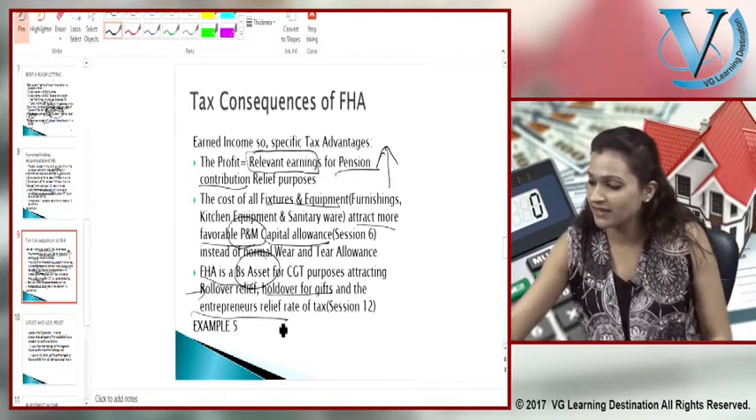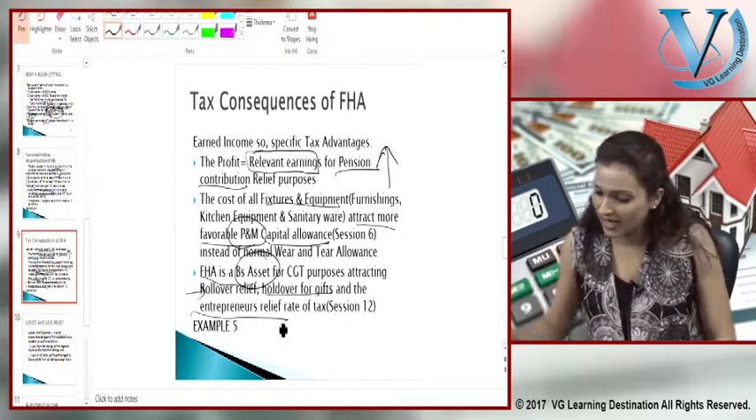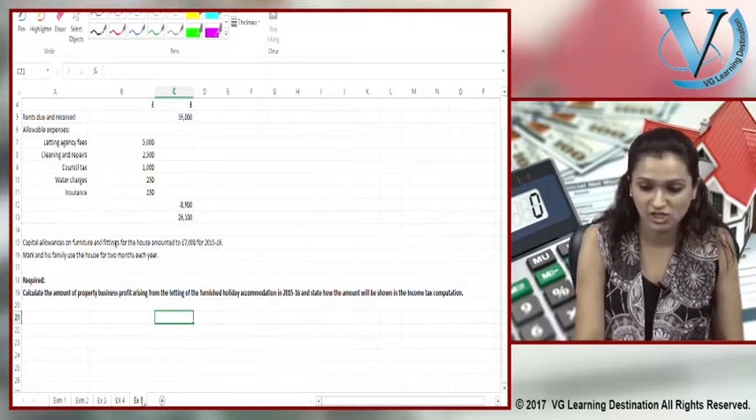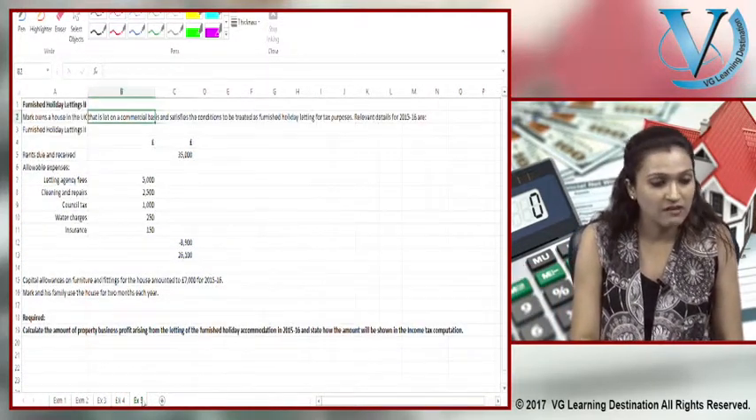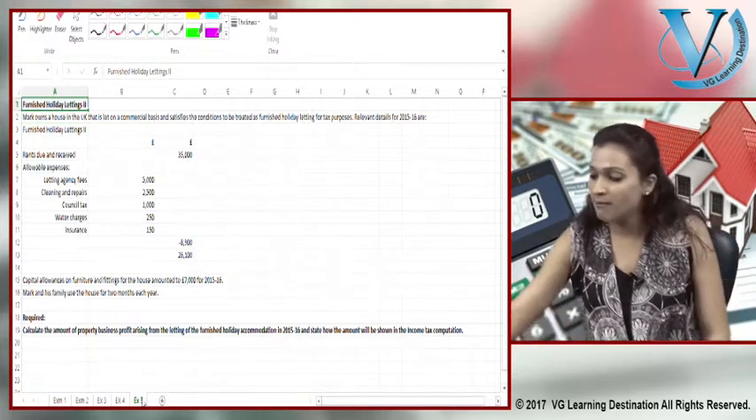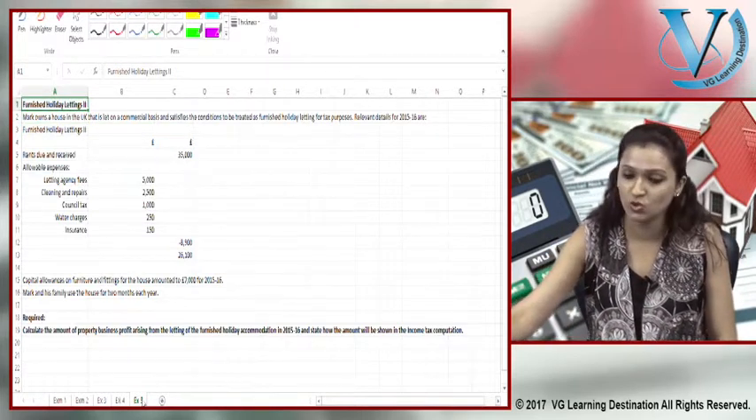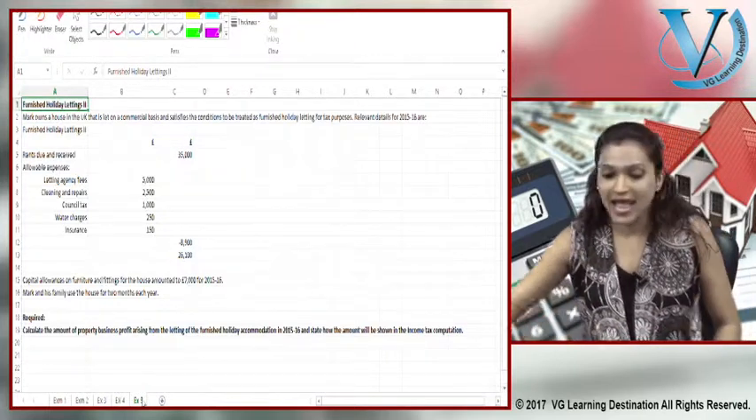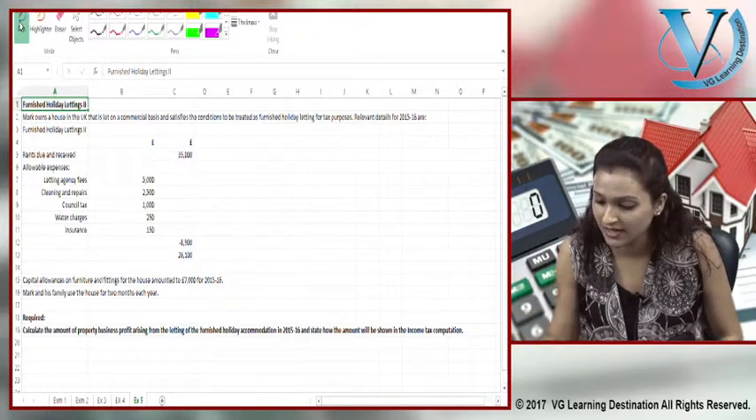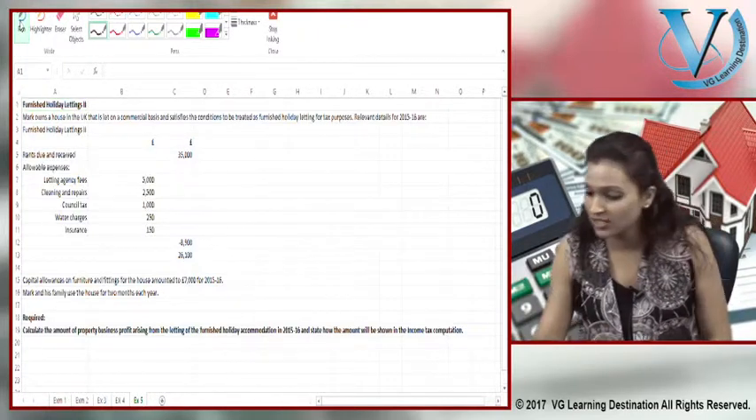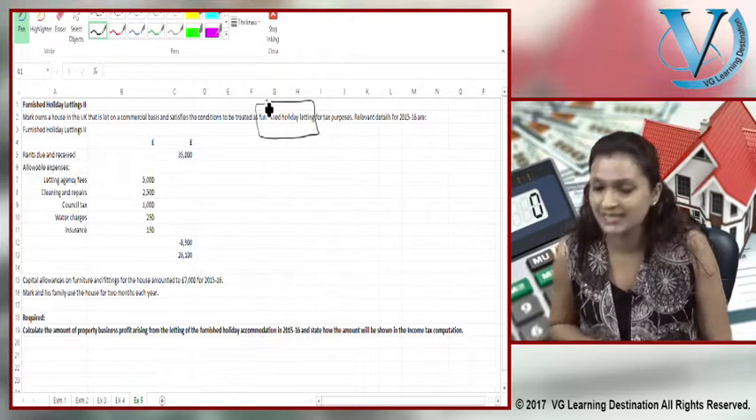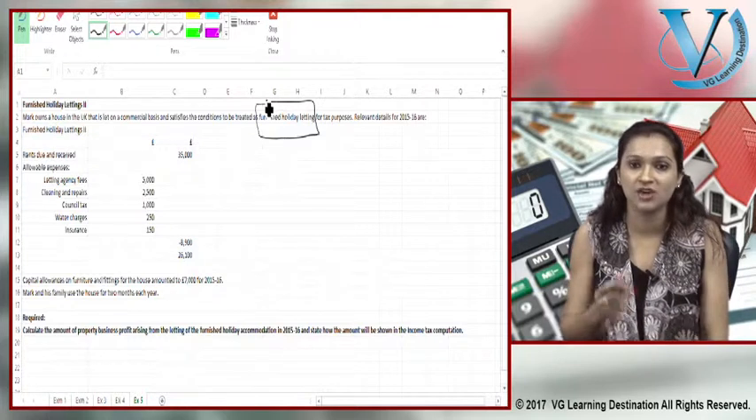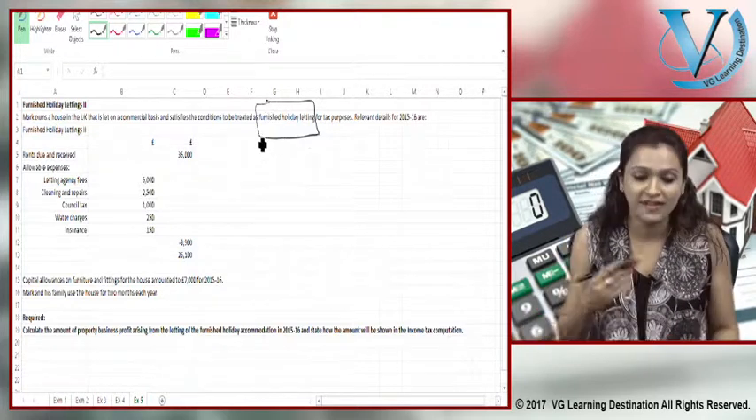Let's have a look at another question, another practice question on furnished holiday accommodation letting. Mark owns a house in the UK that is let on a commercial basis and satisfies the conditions. So the examiner himself has told you that the said property is a furnished holiday letting. You need not check whether or not it was furnished holiday accommodation. The examiner has already told you.